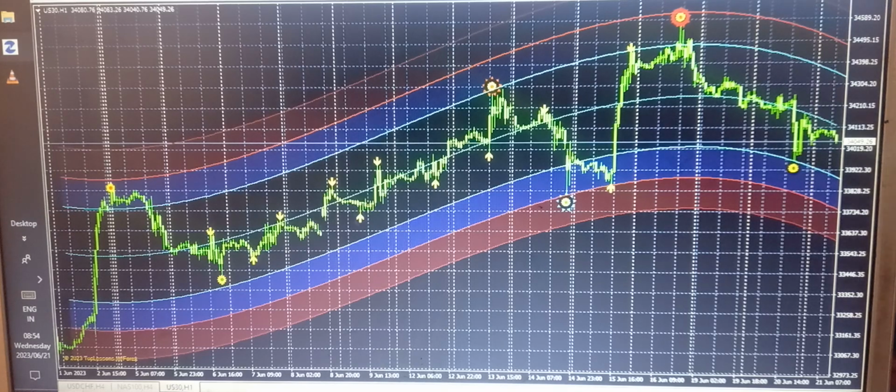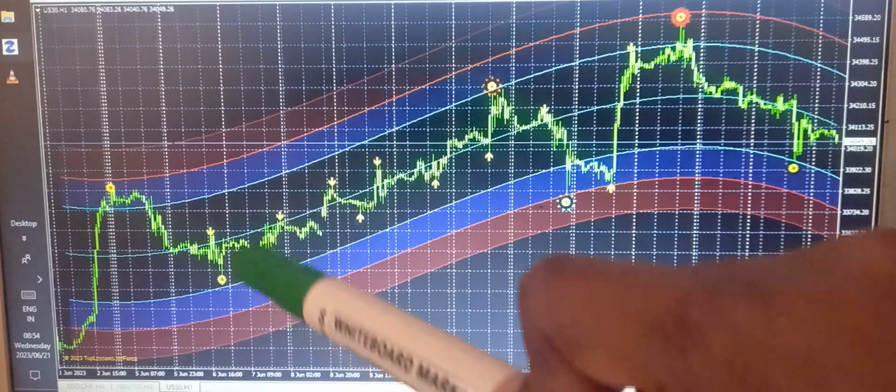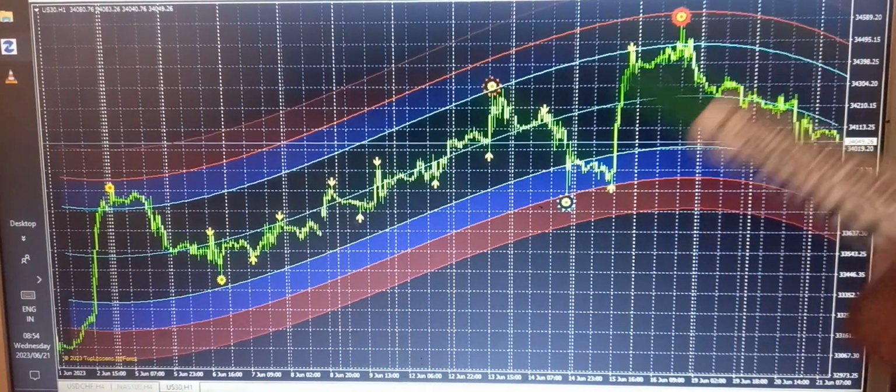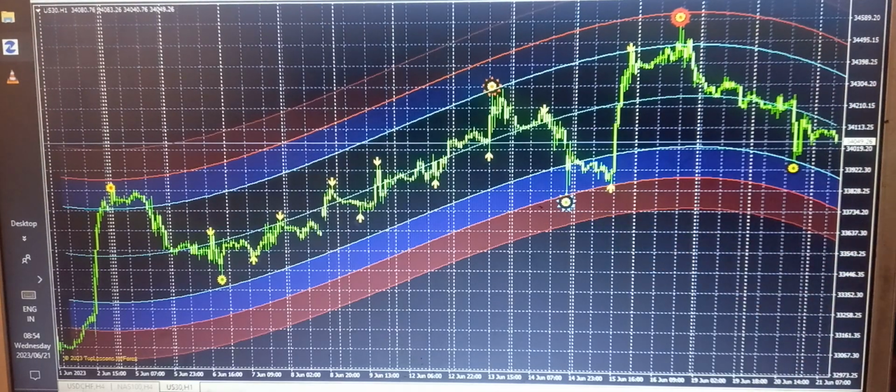Okay, so when it comes to entries, make sure that you have a signal on 1 hour and then a signal on 4 hour. And remember, again, the most important thing, don't take signals that are inside the channel. Only take signals that are at the resistance and the support level.